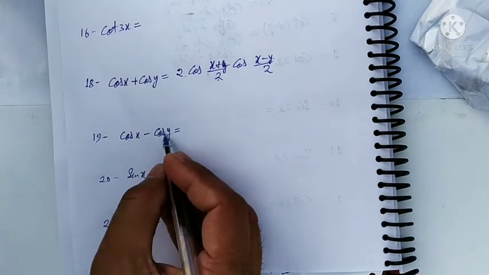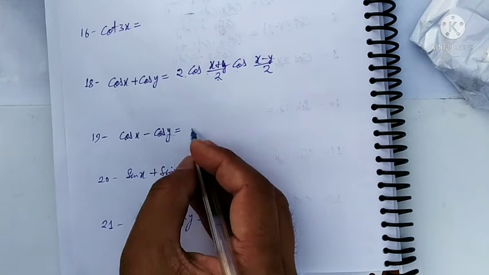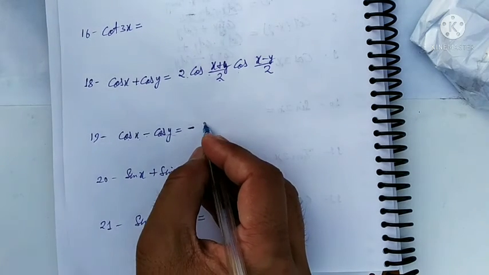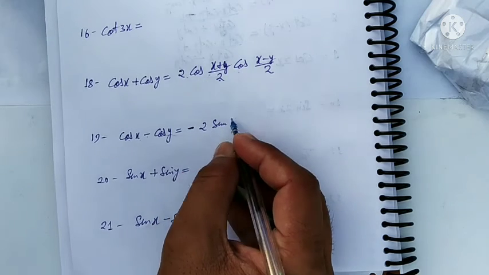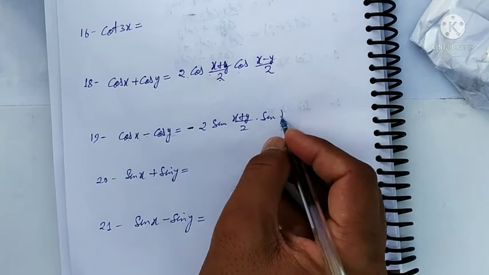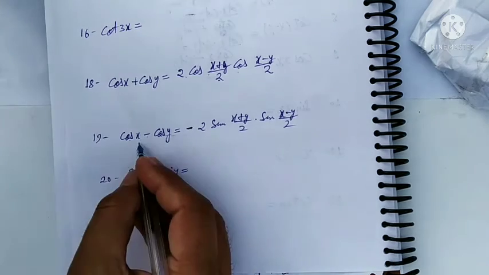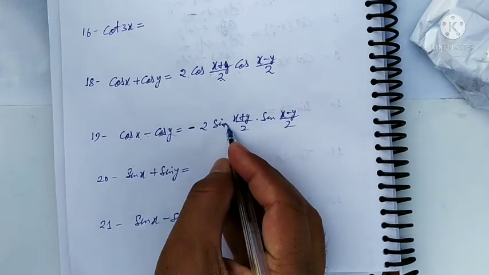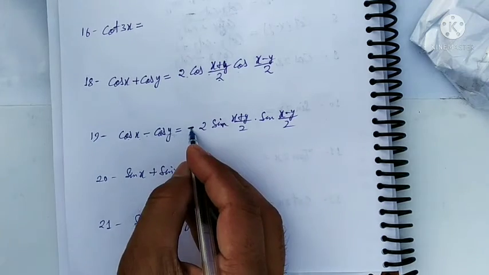Now cos x minus cos y. In this formula, cos will be suspended, cos will not come. So what will come? Put a minus sign here, and it will change into sine form: 2 sine x plus y upon 2 into sine x minus y upon 2. I told you cos is suspended in the negative formula, so in place of cos you write sine and put a minus sign.